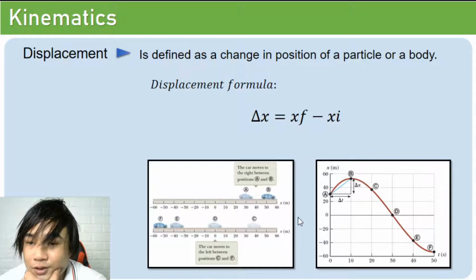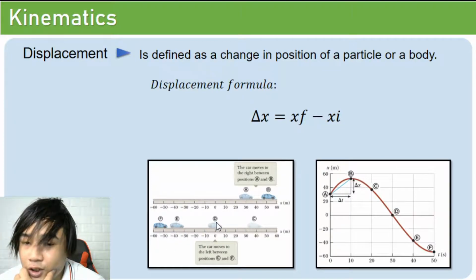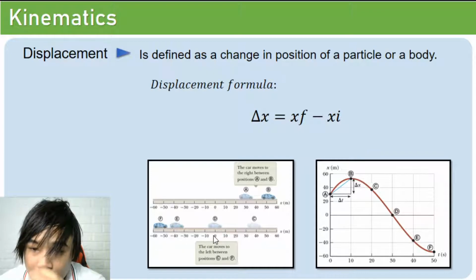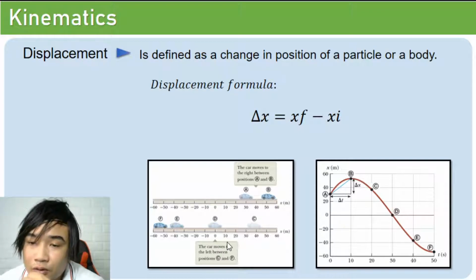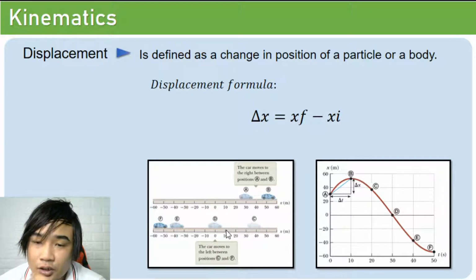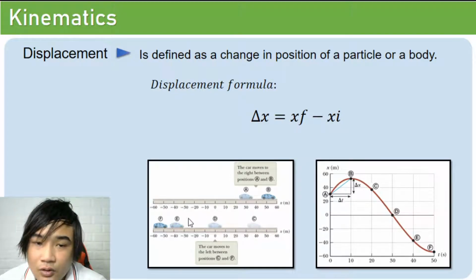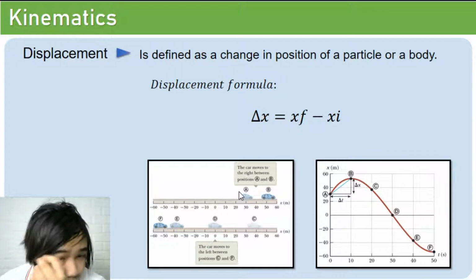So pag tinanong naman what is displacement from point F to point D. So yung point F to point D. So negative 60 minus 0. So, therefore, yung displacement sa kanya is negative 60. Kasi nga, ang point natin ng 0 is at point B. Meaning, yung displacement niya is paatras.